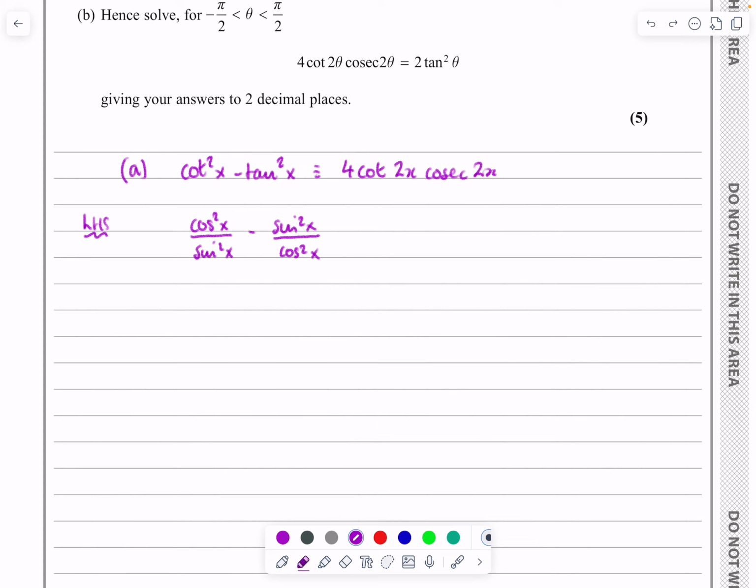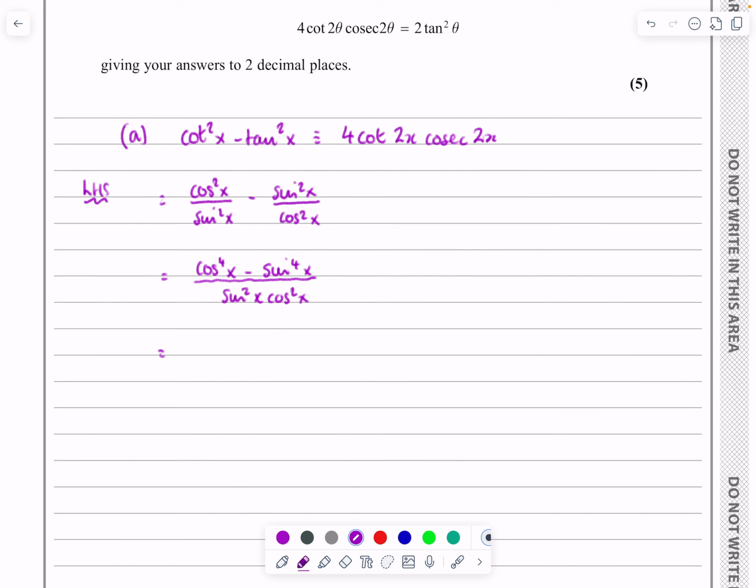So if I subtract those two fractions, cos squared times cos squared gives me cos to the 4. Sine squared times sine squared gives me sine to the 4. All over sine squared cos squared. And this is where doing a lot of hard work and going through a lot of these proofs really pays off. I've seen cos to the 4 minus sine to the 4 before in other proofs, and it's a difference of 2 squares. So cos to the 4 minus sine to the 4 is actually cos squared x minus sine squared x multiplied by cos squared x plus sine squared x.